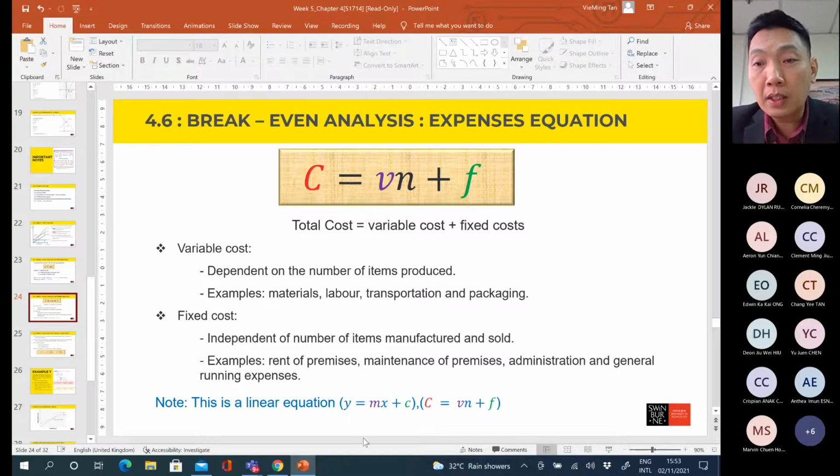Interestingly, you may find that the total cost formula is quite similar to the format of the linear equation that we learned just now, right? y = mx + c, whereby m refers to the slope, but it's also the variable cost per unit. Interesting, right? And c is the fixed cost. So we can apply the linear equation formula to do further analysis on the break-even analysis. Let's try one question.